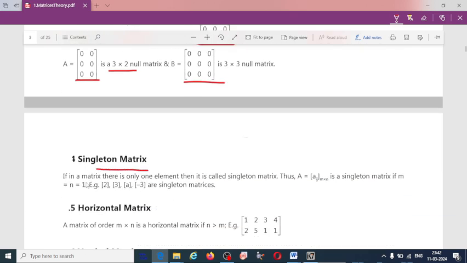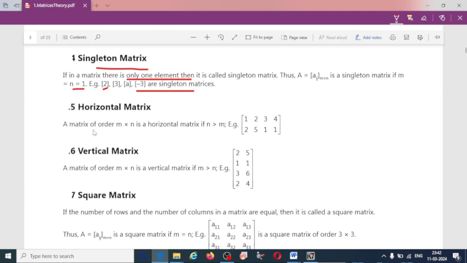Singleton matrix. If in a matrix there is only one element, then such a matrix we call a singleton matrix. n equal to 1 and m equal to 1. Only one row, one column. Horizontal matrix. A matrix of order m cross n is called a horizontal matrix if n is greater than m, means columns must be greater than rows.